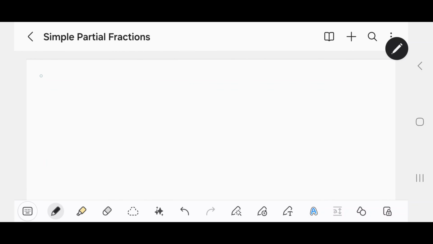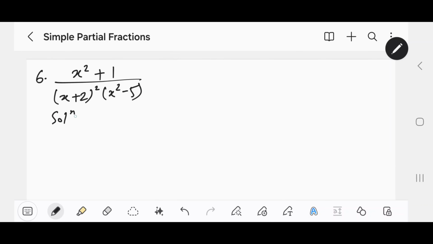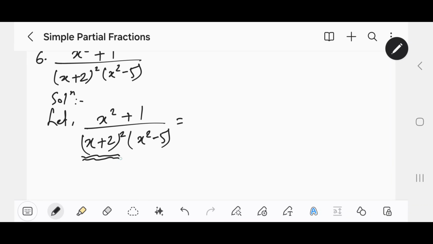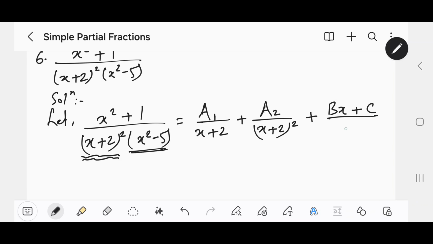Okay. So now let's look into the next problem in question number 6. Let's try to resolve x square plus 1 by (x plus 2) whole square times (x square minus 5) into partial fractions. Looking into this problem, we have proper rational functions. So let (x square plus 1) by (x plus 2) whole square times (x square minus 5) equal to, now here is a repeated linear factor, so the corresponding partial fraction consists of the terms a1 by x plus 2 plus a2 by (x plus 2) whole square, right, for the repeated linear factor. And there is a non-repeated quadratic factor as well. For this we can write the partial fraction bx plus c by (x square minus 5).